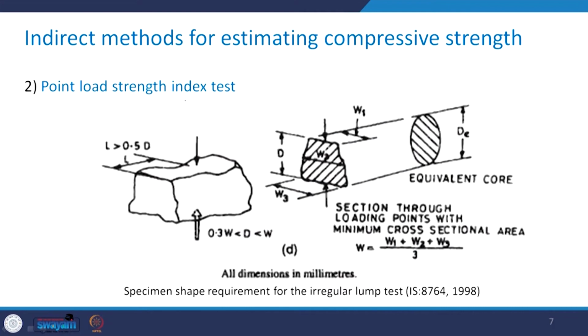Similarly, if you have the irregular lump test, in that case again this length requirement remains the same, and its cross section, if you see, is not constant along this dimension D. So what you need to do is take the average dimension in this direction, obtained as W1 plus W2 plus W3 divided by three. That means you measure the width of the specimen at the top, at the middle and at the bottom, and then take the average of these, and you will be able to get the value of W in this case.